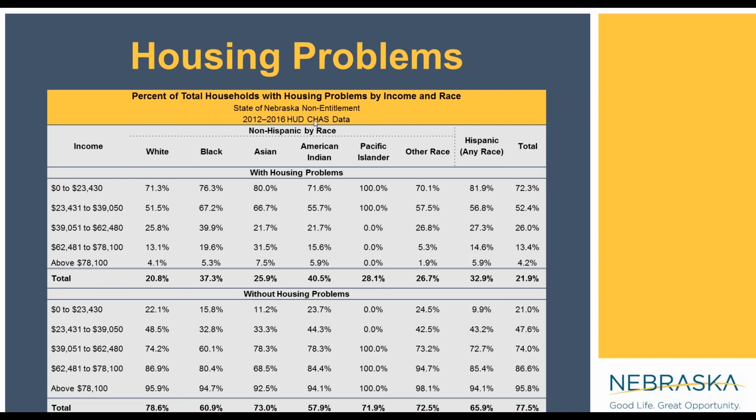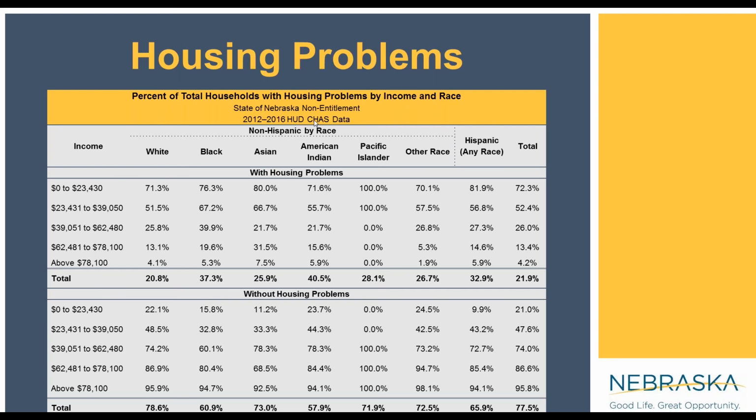If you have more than 1 person per room in your dwelling unit, you're overcrowded. If you have more than 1.5 persons per room, you're severely overcrowded. So overcrowding and severe overcrowding come together. If you're overcrowded, you have a housing problem. The fourth most common and unfortunately the most serious is cost burden. If you spend above 30% of your income on housing costs, you're cost burdened. If you spend above 50%, you're severely cost burdened.